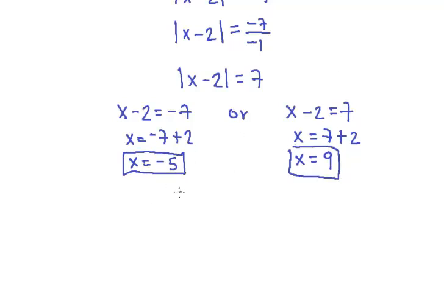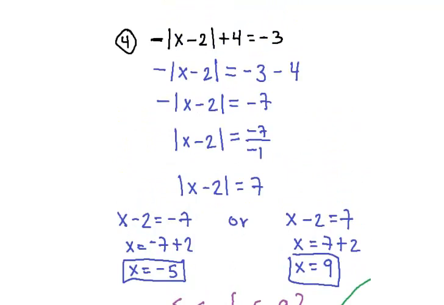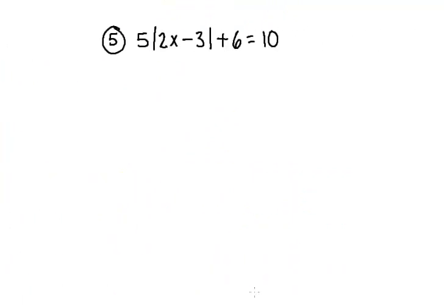What will be the solution set? Well, solution set equals, inside curly brackets, minus 5 and 9. Those are the two x answers. That's how we solve this exercise. So let's do another one. How do we solve this?